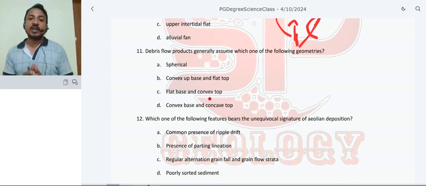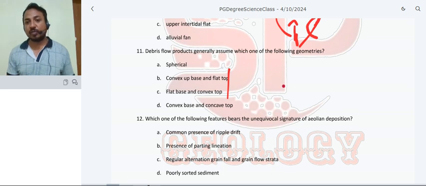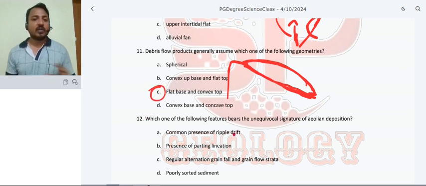Debris flow products generally assume which one of the following geometries? So a debris flow normally will look like this. It is flowing through a slope, and looks like this. So it has a flat base and convex top. The answer will be flat base and convex top. You can refer to any diagram from the internet.